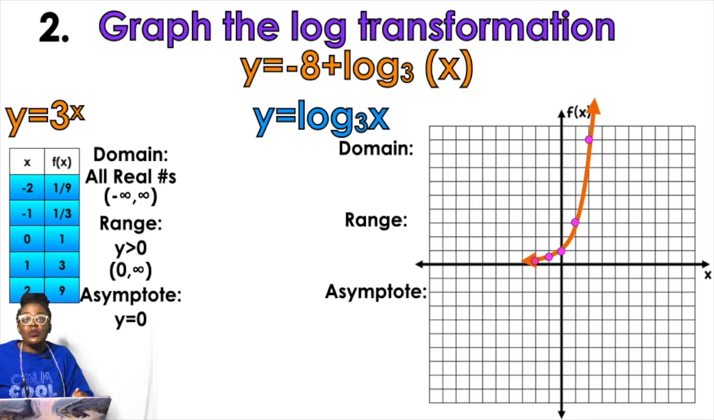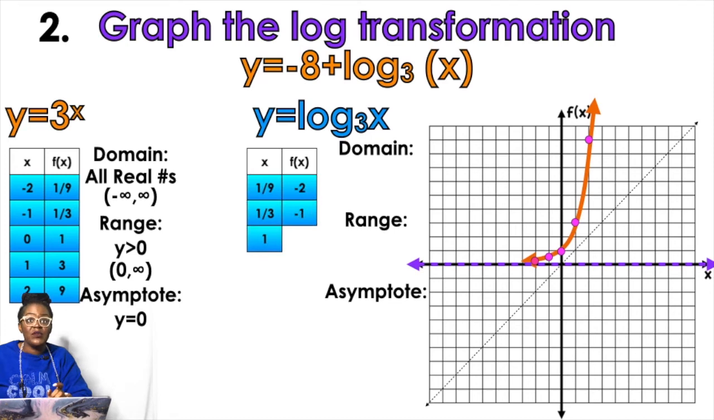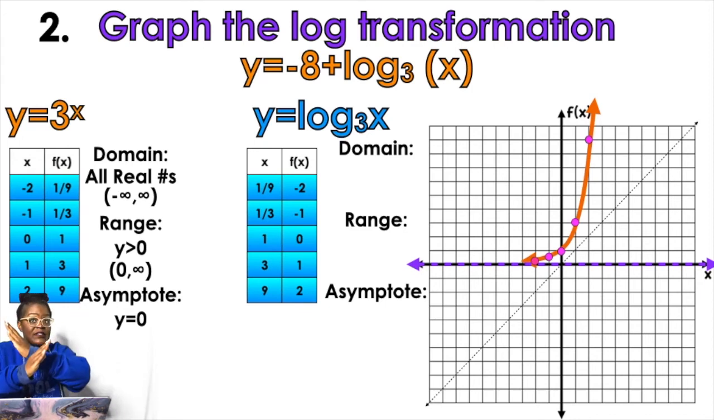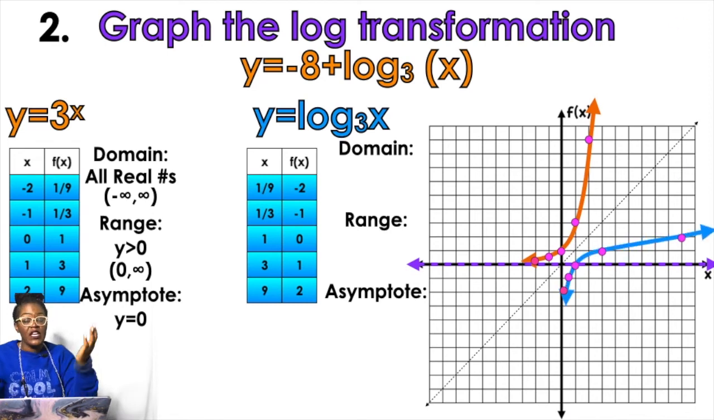Now, I can plot my points across, oh, there's my asymptote. I can plot my points across the line y equals x. I don't even need to make a table. I could just mirror the points, or I can invert the table and then plot the points. Either one works. Notice that that table is the same table flipped. So we're gonna go ahead and plot those points now that I have inverted the table. And look, it's a reflection across the line y equals x.